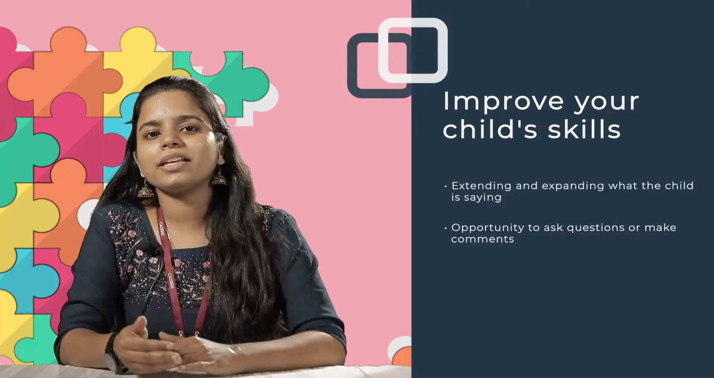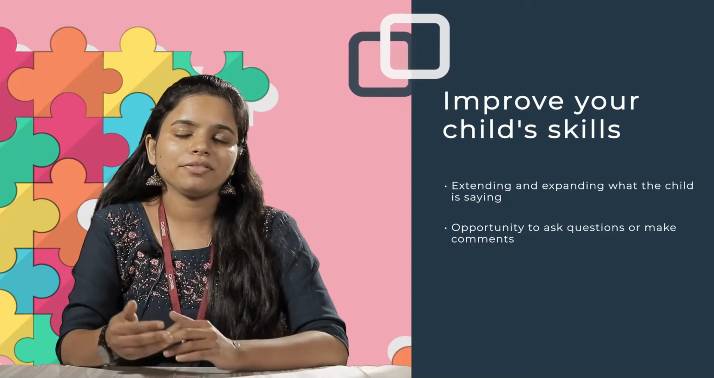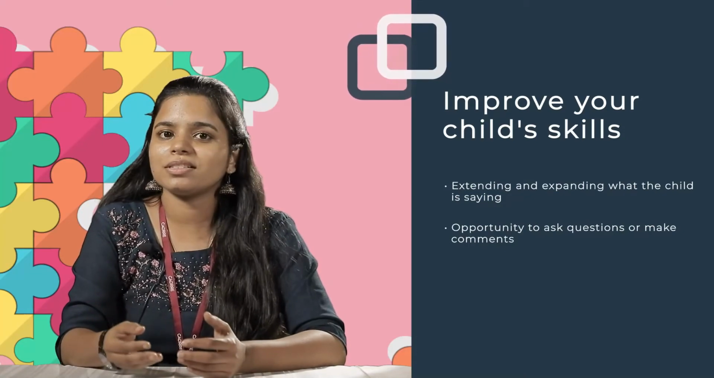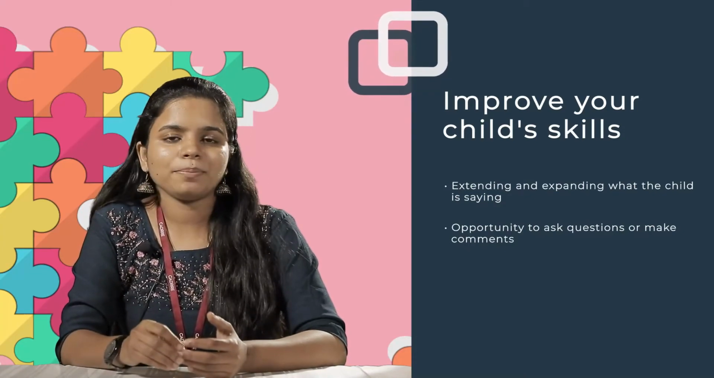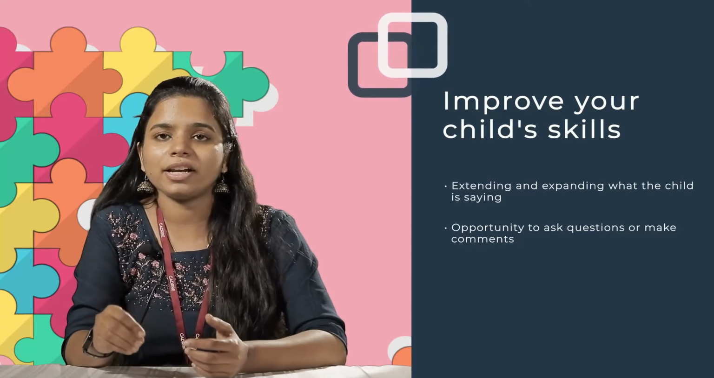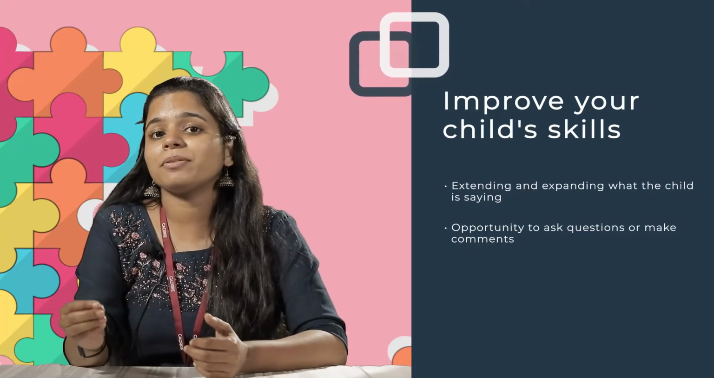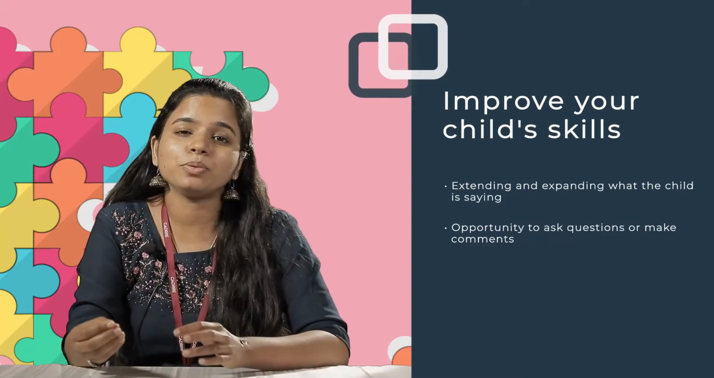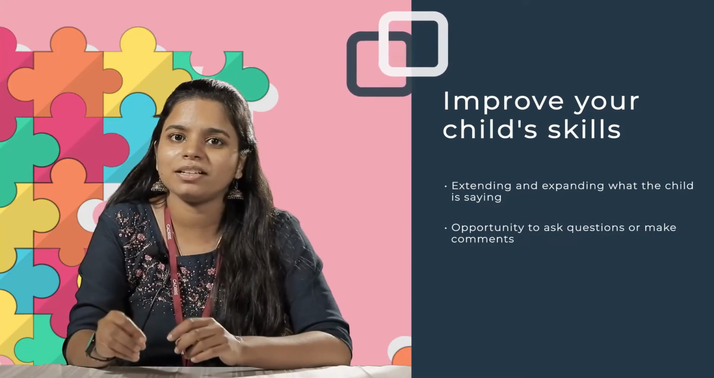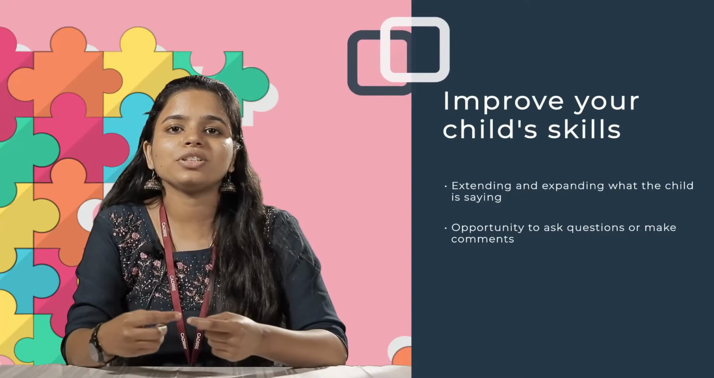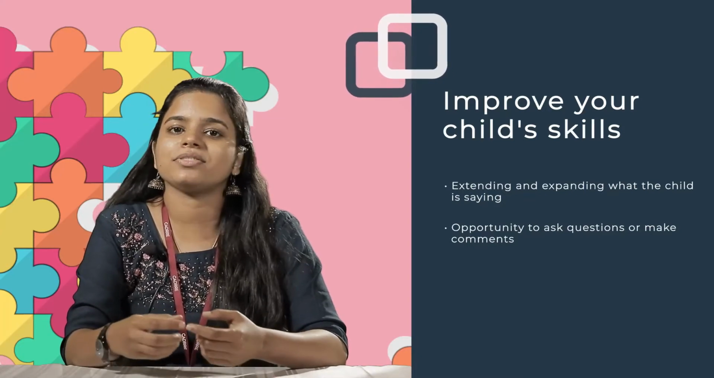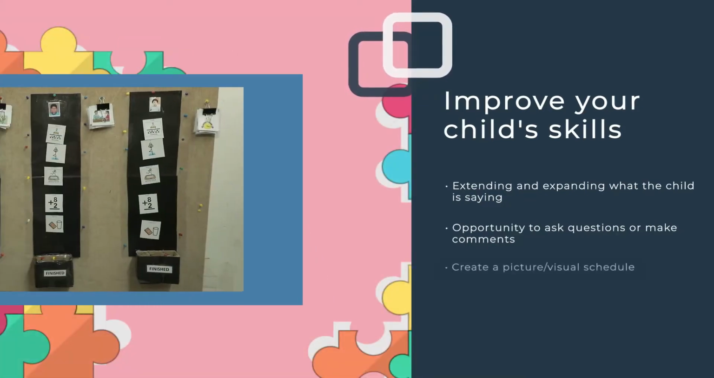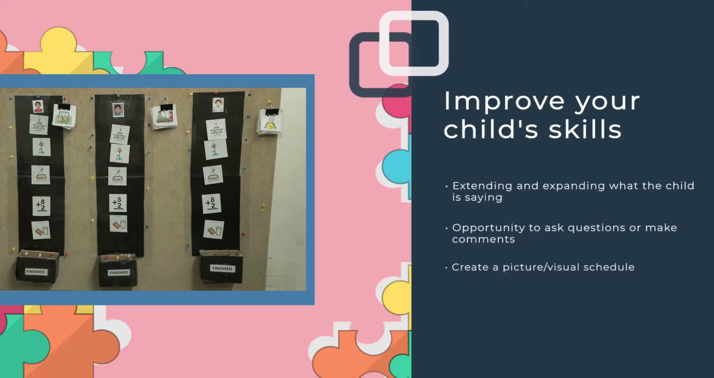When the child is doing any functional activity, you can give them the opportunity to ask questions or make comments. For example, if your child wants to draw or write, you can give him the paper and the book, and do not give him pen or pencil, so that it will give an opportunity for the child to ask questions related to this task.